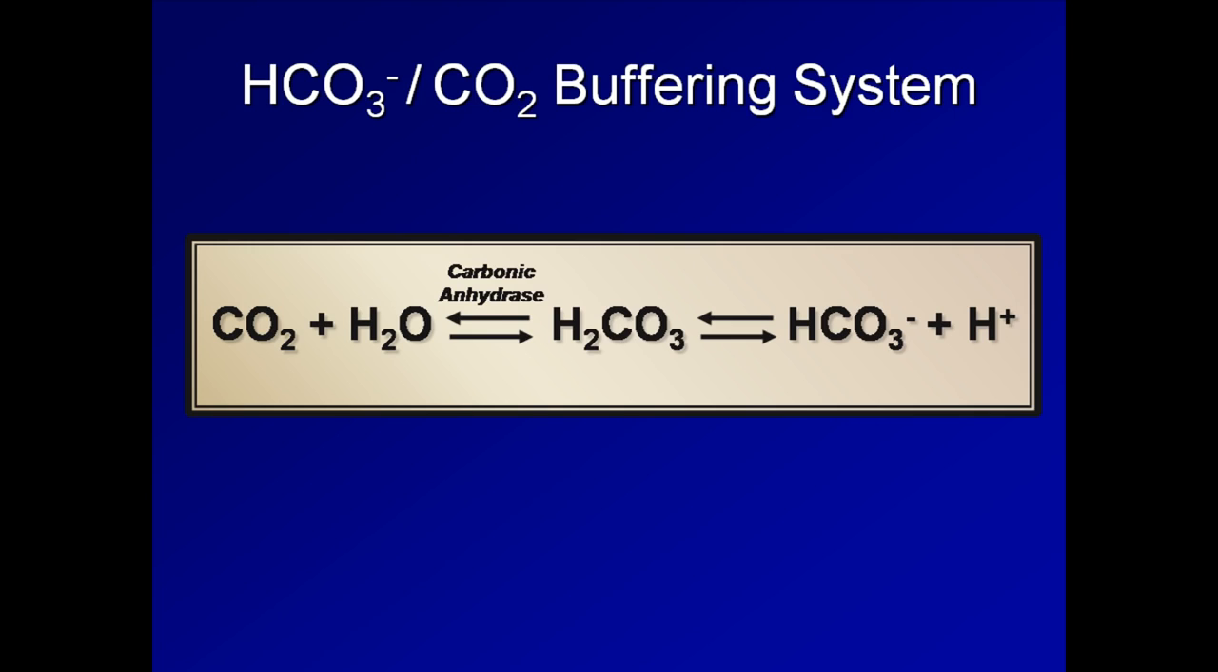Carbonic acid can be split spontaneously into carbon dioxide and water, but this reaction is very slow in the absence of the enzyme carbonic anhydrase. Note that the sequence of reactions is completely reversible. Because carbonic acid is in much smaller quantities than carbon dioxide, for simplicity, this reaction is often summarized as this.